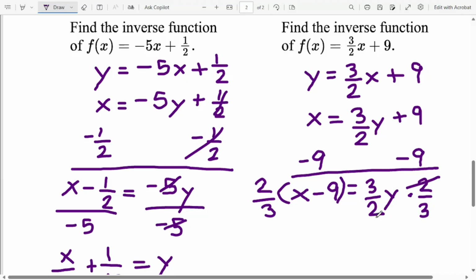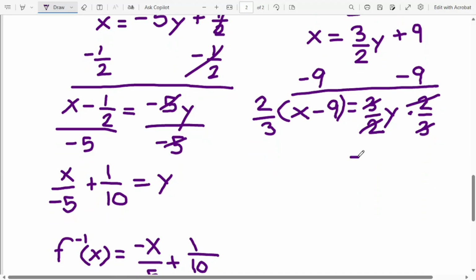Okay, these will cancel out on this side. So we're left with y on this side. And we're going to distribute the 2/3. So we do 2/3 times x, so we get 2/3 x. And then we do 2/3 here. We still have this minus. So 2 times 9 is 18, but we have the 3 on the bottom there.